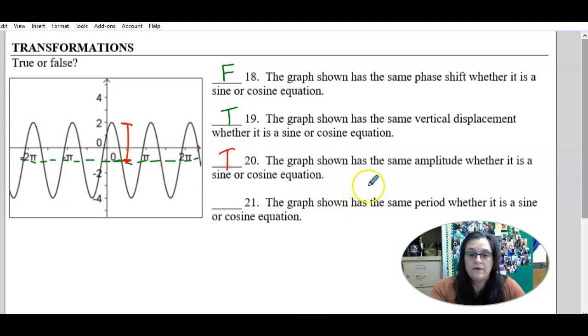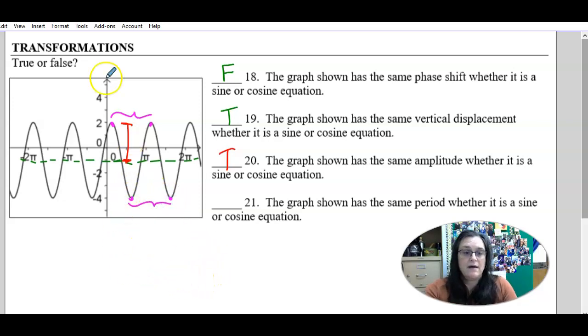And then 21, the graph shown has the same period, whether it's a sine or cosine equation. The period is the length of one cycle in the pattern. So going from a maximum to a maximum, that distance would be the period. From a minimum to a minimum, right? That's the same distance. That's the period of the function. Sine and cosine have the same period. So in our equation, the b value would be the same regardless of whether it was sine or cosine. So number 21 is also true.